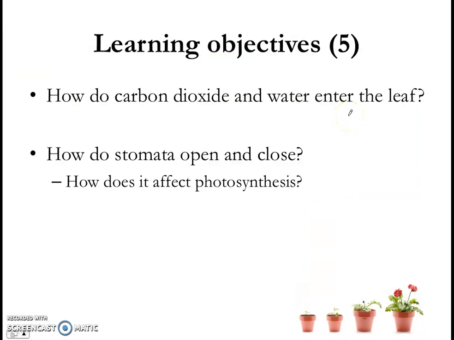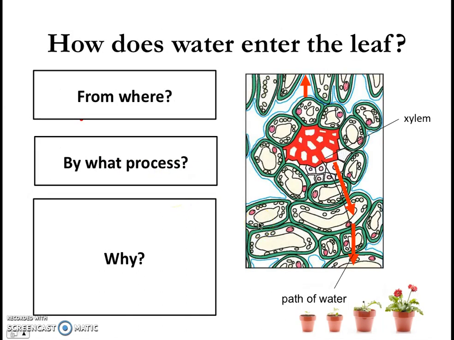So in this lesson, like I said, we will be talking about how carbon dioxide and water enter the leaf, providing it with the raw materials to carry out photosynthesis. We're also going to be exploring a little bit about how stomata open and close and the effects that this has on photosynthesis. Now let's start with the question of how does water enter the leaf?